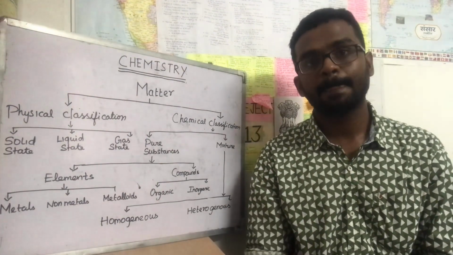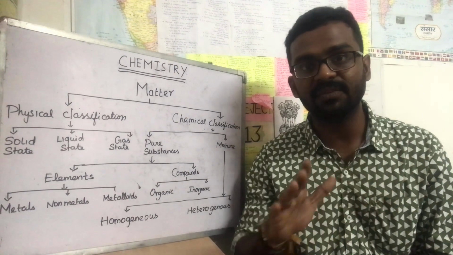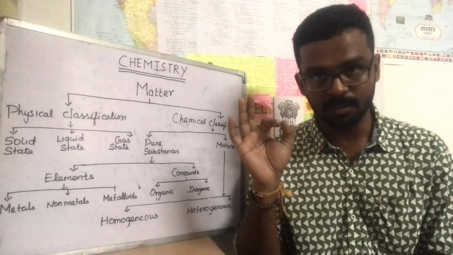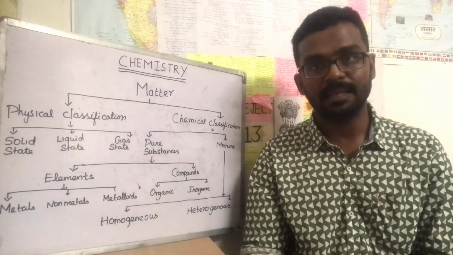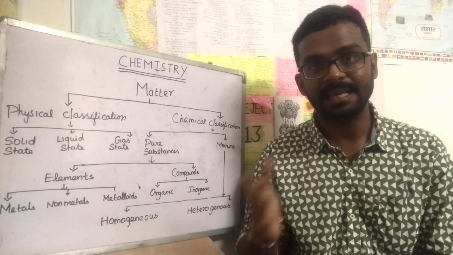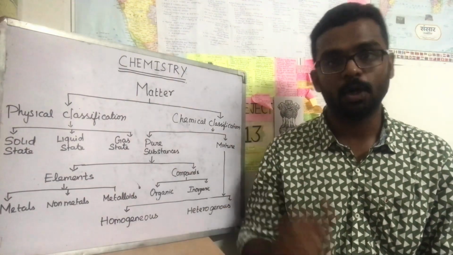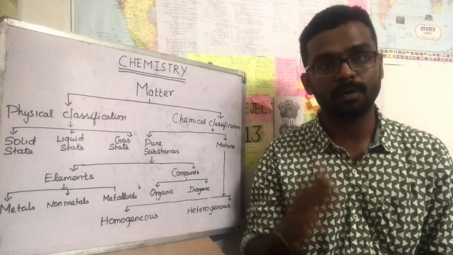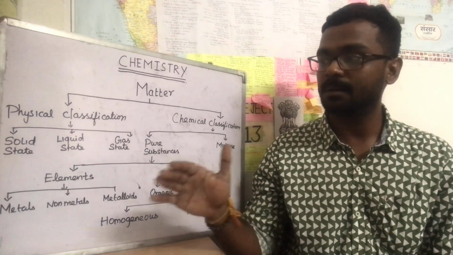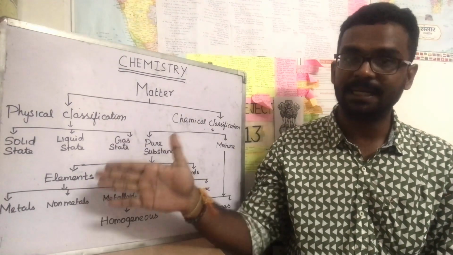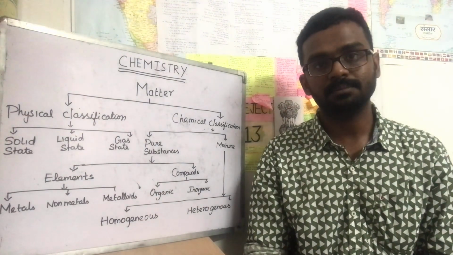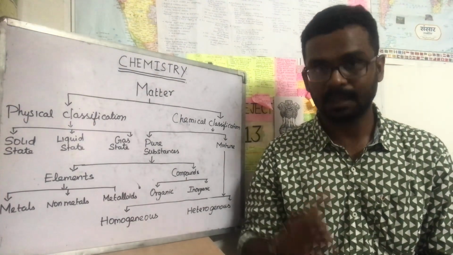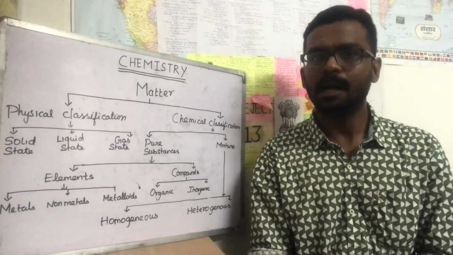Let's go for non-metals. Non-metals have properties very different from metals. They are bad conductors of electricity and heat. Examples of non-metals are hydrogen, helium, and oxygen. Then the metalloids. Metalloids have properties common to both metals and non-metals. Examples of metalloids are arsenic, bismuth, antimony, and silicon.